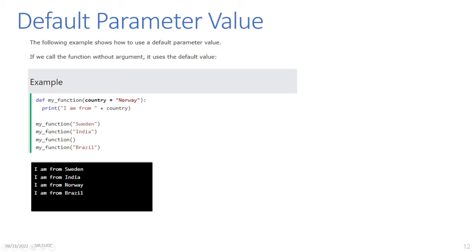So let's say in this example my function Sweden, so we have specified the argument for this parameter. This will print I am from Sweden, and the same is true with my function India, so it will print I am from India. But in this example, we did not place any argument, so there will be no value for this parameter. Since we have a default value, it will use Norway, so it will print I am from Norway. And then my function Brazil will print I am from Brazil.